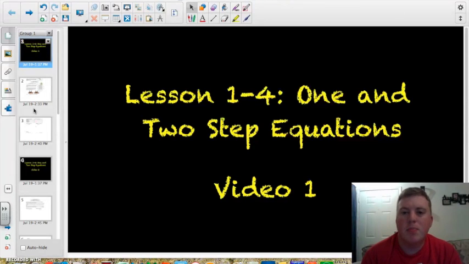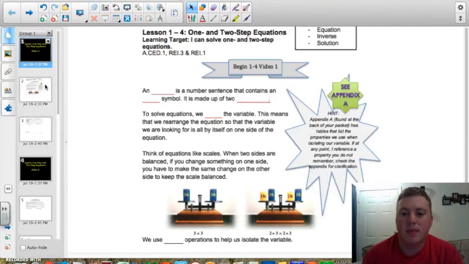We're going to start simple with this lesson. We're going to just focus on 1-step and 2-step equations. And then in 1-5 we'll look at some of the more complex problems that are going to take a few more steps than this. But first let's just go ahead and review the basics.